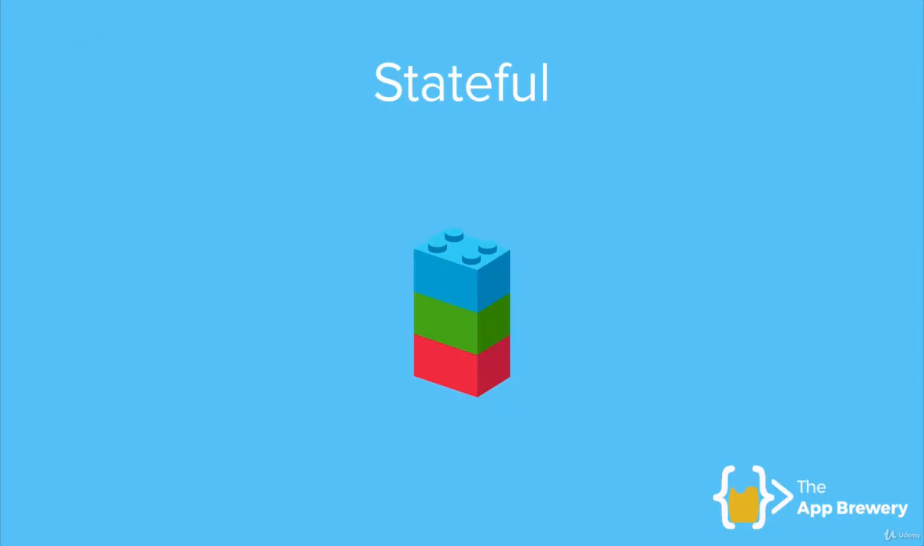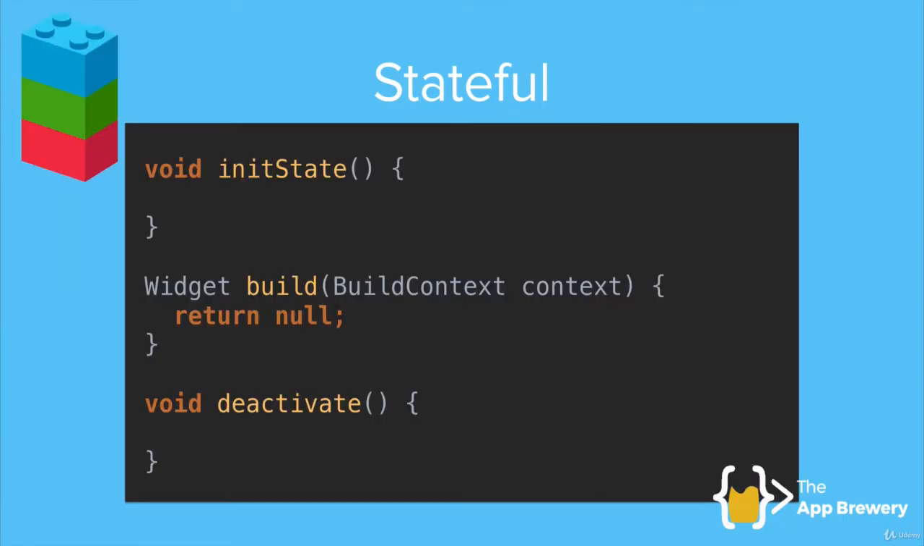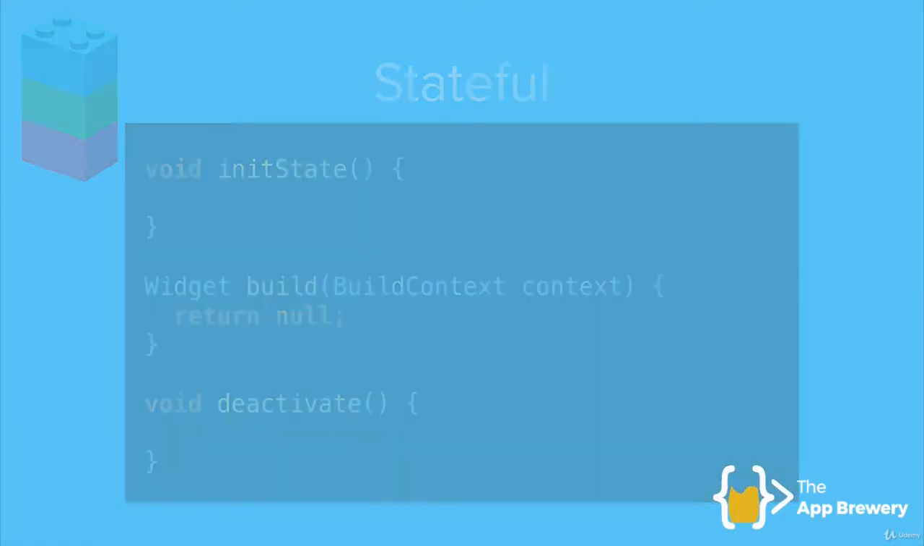Now in this case, the state object actually lives a lot longer, and so it's got more lifecycle methods. There is an init state, which gets triggered when that state initially gets initialized. There's of course the build method, which gets triggered when the widgets are actually built and will show up on screen. And then there's a deactivate method, which gets called when that stateful widget gets destroyed.